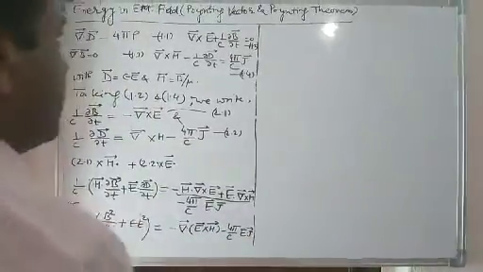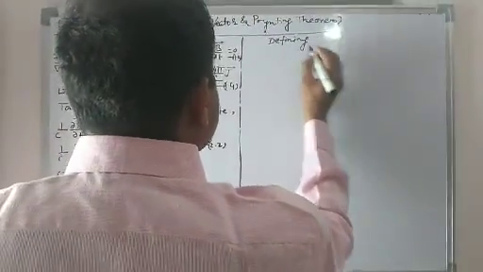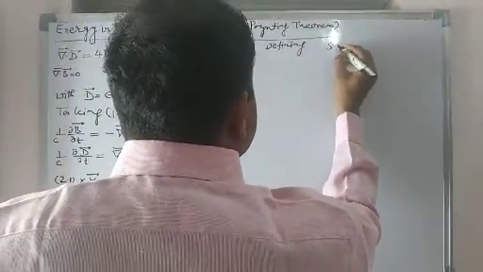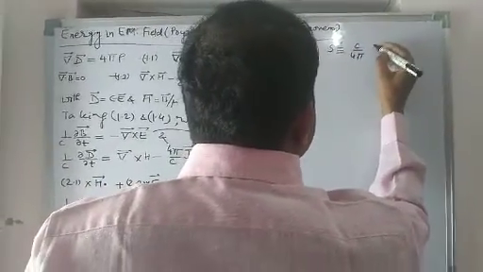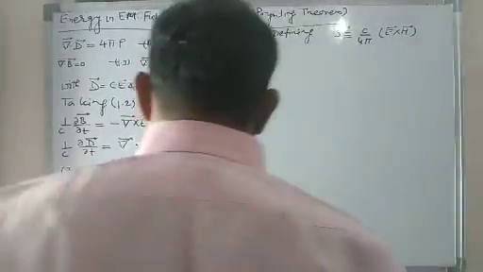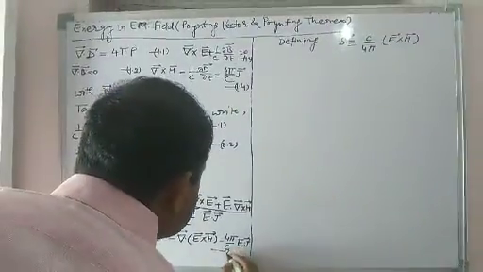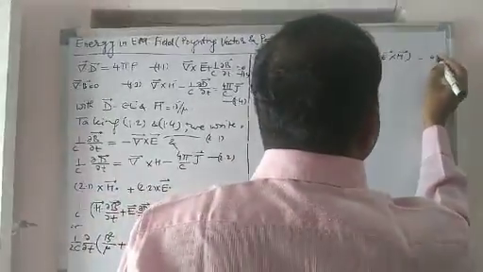Now if we define some vector as C by 4 pi E cross H, okay, so this is 3 and this is equation number 4.